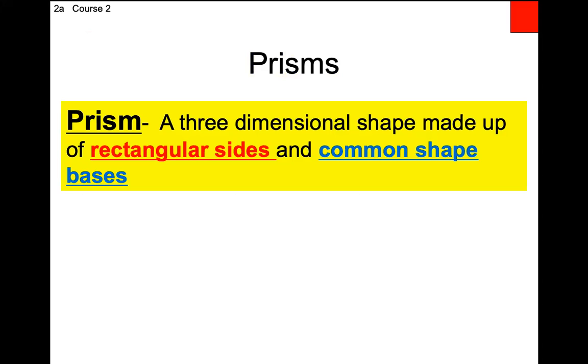Hey, can you see these? I don't know, maybe you can't. Every one of these, they all look different, but they're all the same shape. They're all prisms. Look at me.